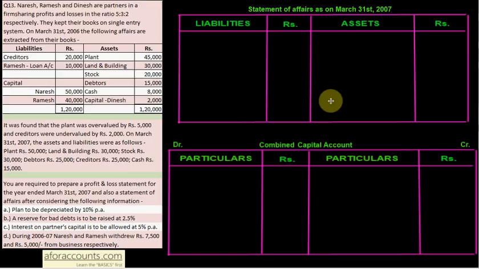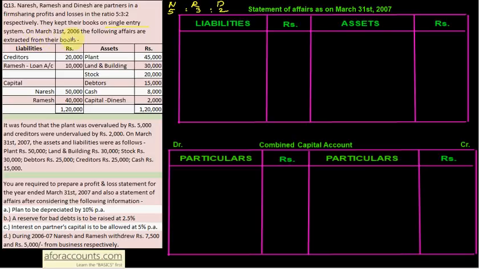Question number 13 on single entry or incomplete records. Naresh, Ramesh and Dinesh, so I'll write it as NRD. 3 partners in the firm sharing profits and losses in the ratio 5:3:2. Okay, so 5:3:2 is their profit sharing ratio. They keep the books on single entry system.